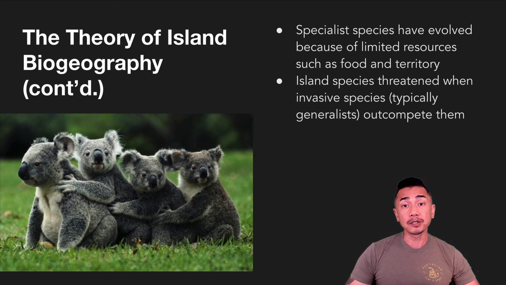These island species are often threatened by foreign invasive species. These invasive species tend to be generalists that can eat lots of things or live in lots of places, and as a result, they outcompete the specialist species.